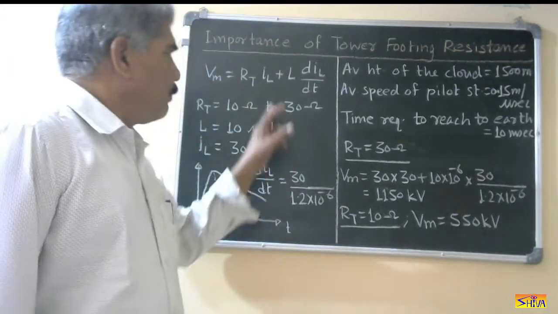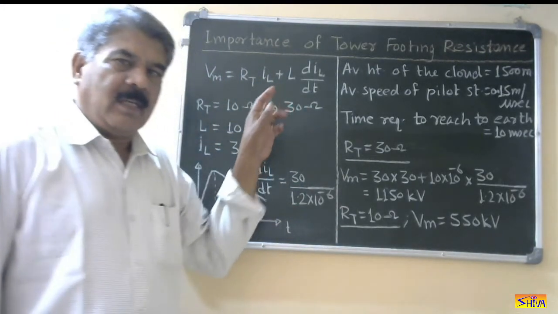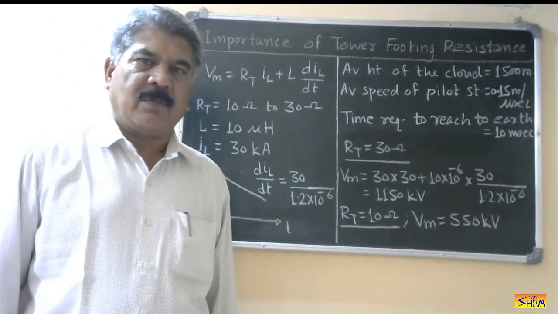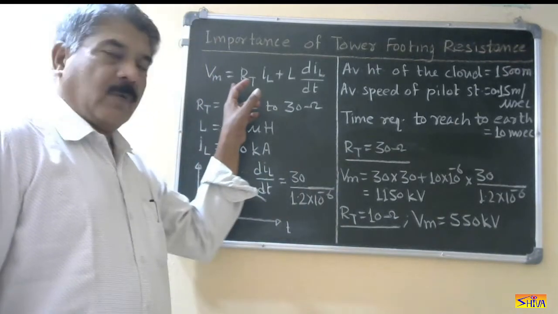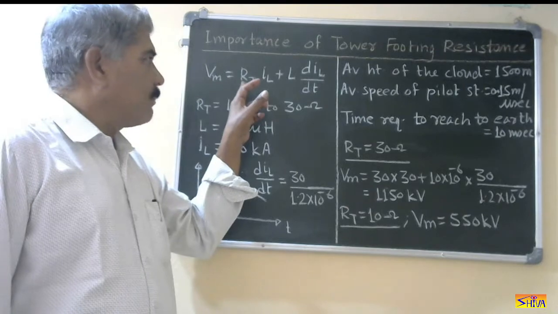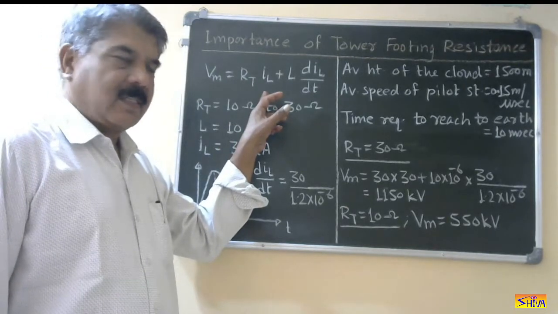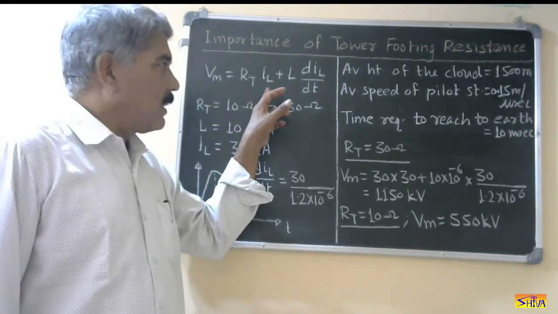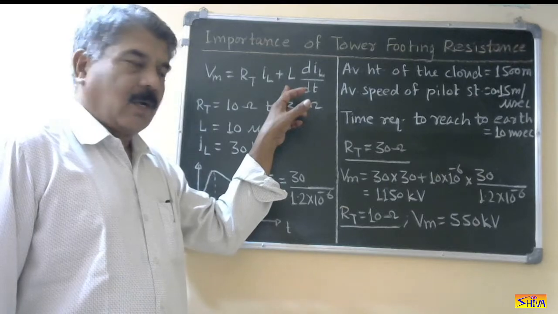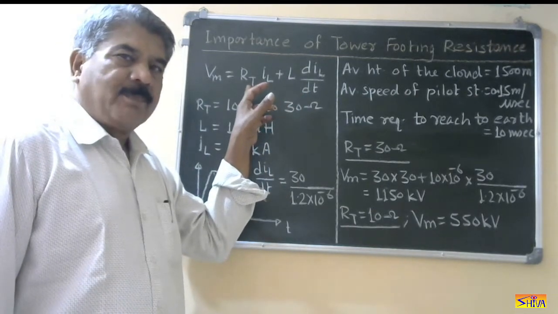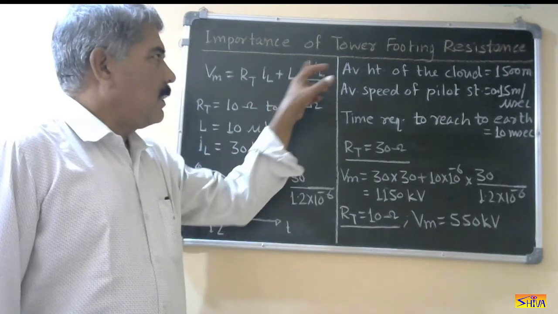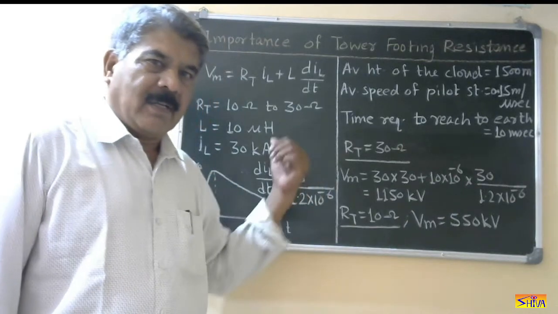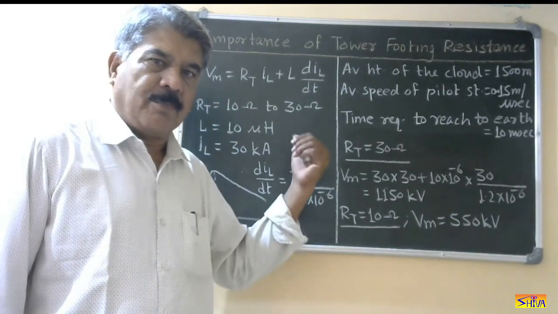I had given you this expression for computing the tower top voltage during direct lightning stroke with respect to the true ground. We denote this by Vm. The expression is RT, where RT is tower footing resistance; IL, IL is lightning discharge current. We also call this as stroke current. L is the inductance of the tower; RT is tower footing resistance, that is resistance of the tower; dIL by dt is rate of rise of stroke current. Now first I will give some statistical figures, then we compute Vm.